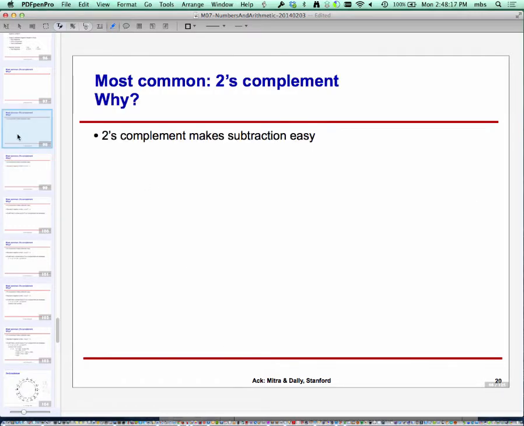Okay, now going back out here. So 2's complement has some interesting properties. It makes subtraction very, very easy. And the reason it makes subtraction very easy is the following. Remember, we are representing a negative number as follows: if I have a negative number minus x, then in 2's complement, it is really the bit representation of 2 to the power n minus x.